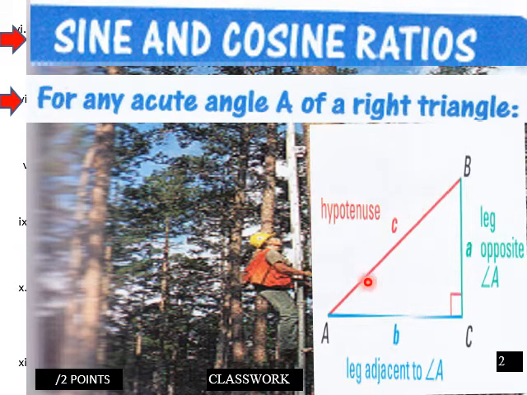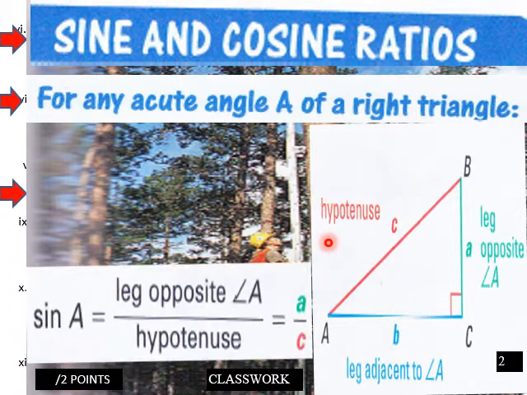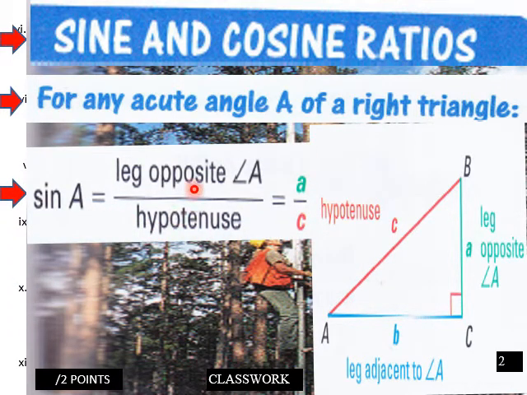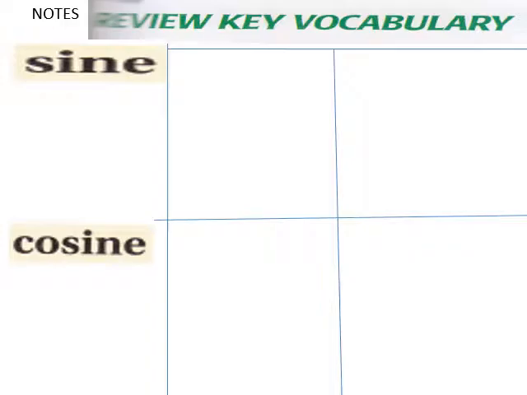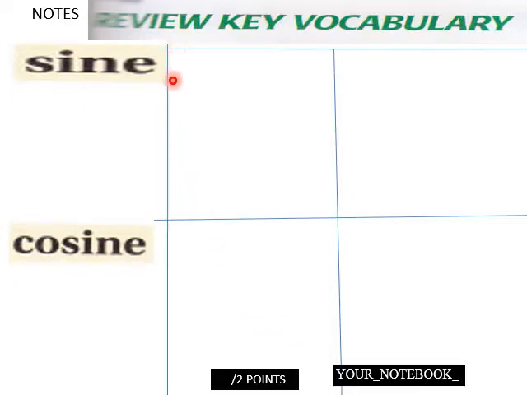So here we have our hypotenuse. We have our side B here, leg adjacent to A. Here's angle A. This is adjacent, this is opposite to A. And then sine A would be leg opposite A over the hypotenuse, so it would be a over c for sine. And then cosine A would be adjacent leg over our hypotenuse. In your own words now, students, define sine and cosine.